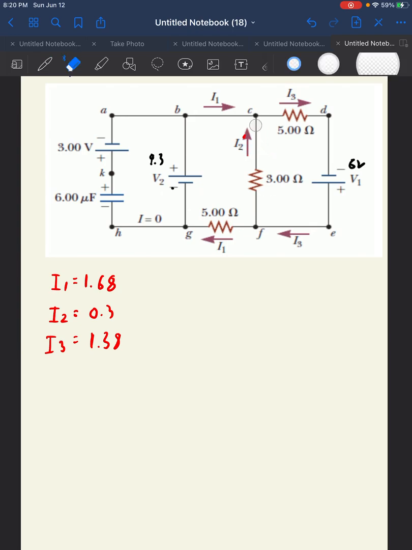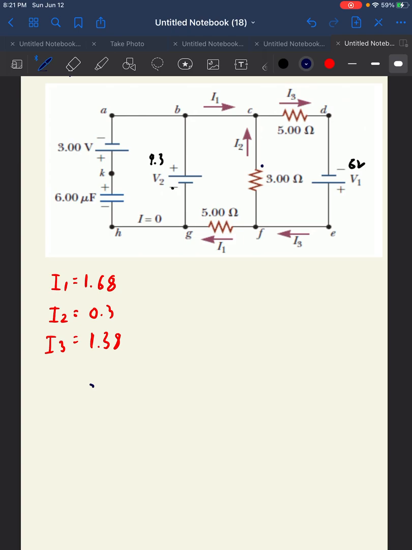Now that we have all of the currents figured out, we can go through each resistor and figure out what the actual voltage is at each of the resistors. So let's start with this resistor right here, the one with I2. We know that V equals I times R will give us the current, the resistance and the voltage, as long as we have two variables.